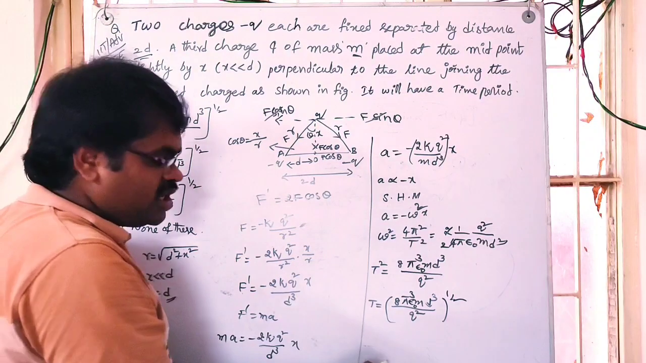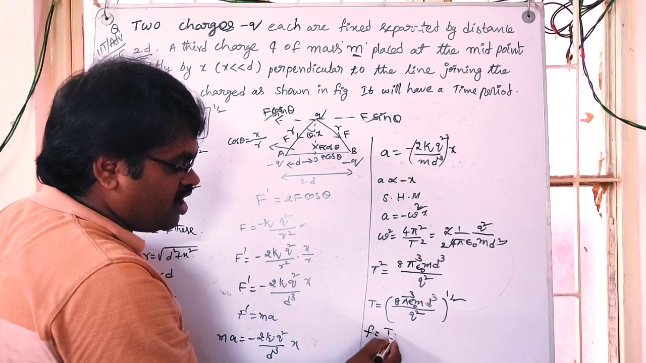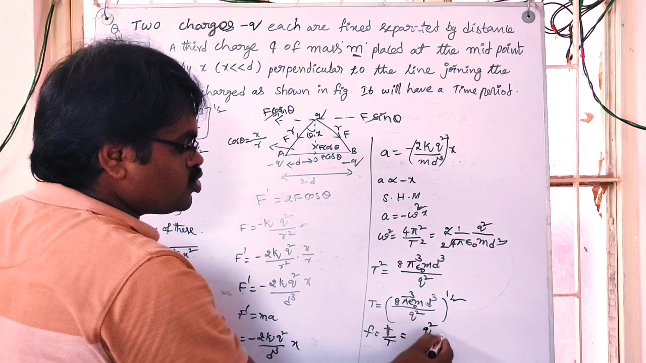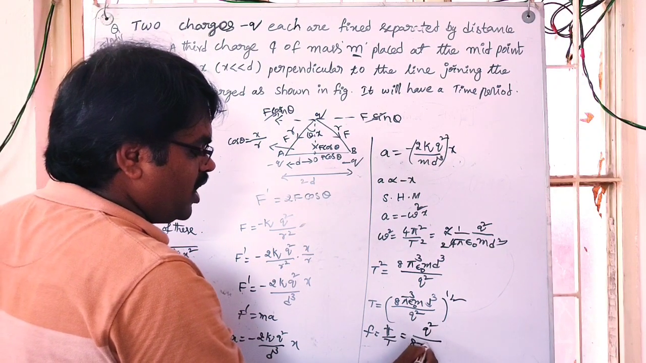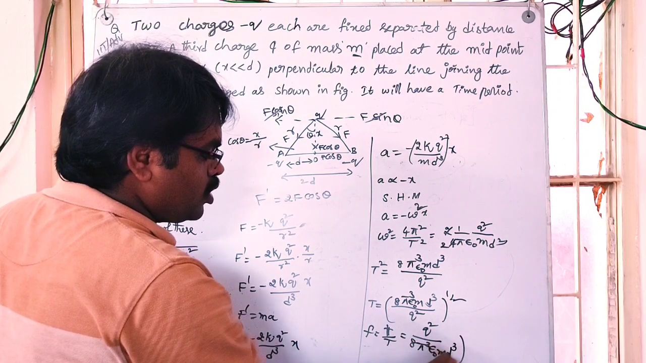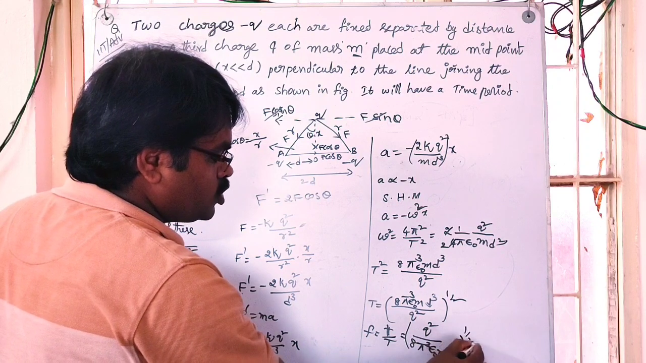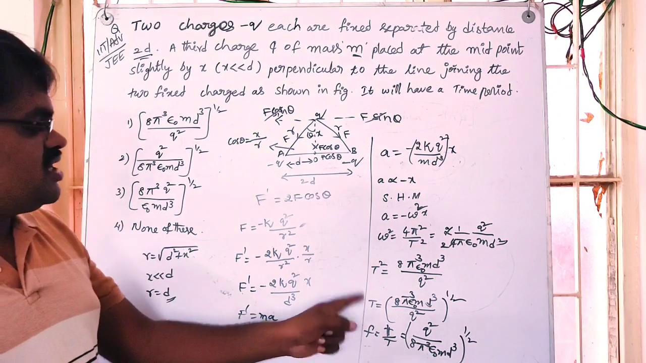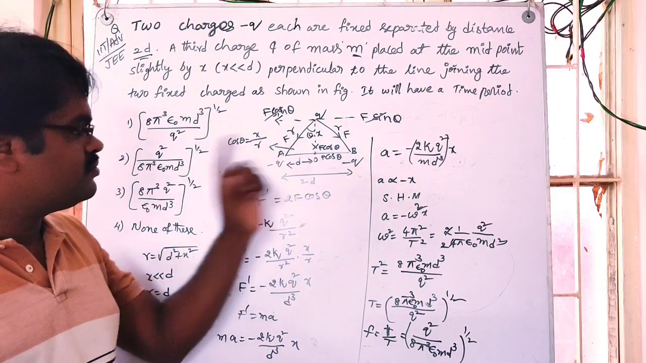Maybe they are asking for frequency, which means the reciprocal of time period. That is q square by 8 pi cubed epsilon naught m into d cubed, whole power of 1 by 2. This is about the frequency and the time period of a charge.